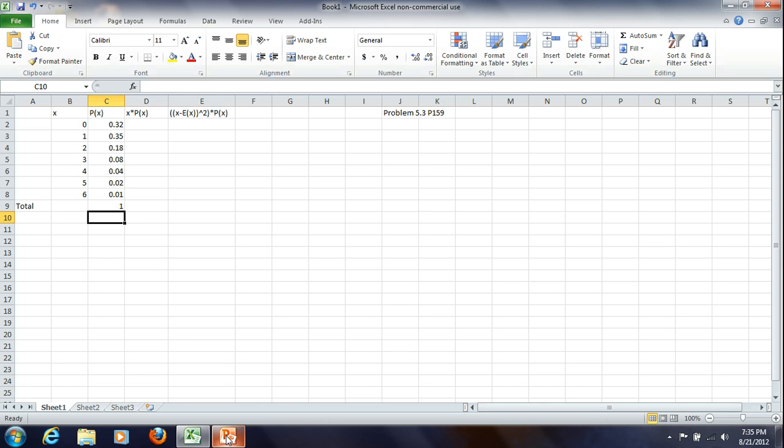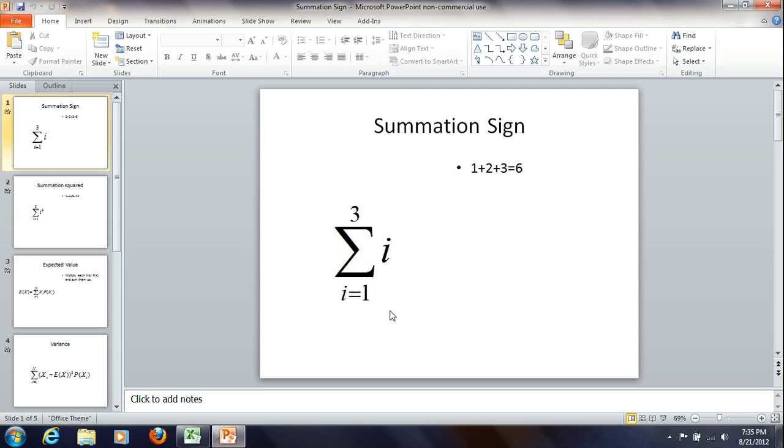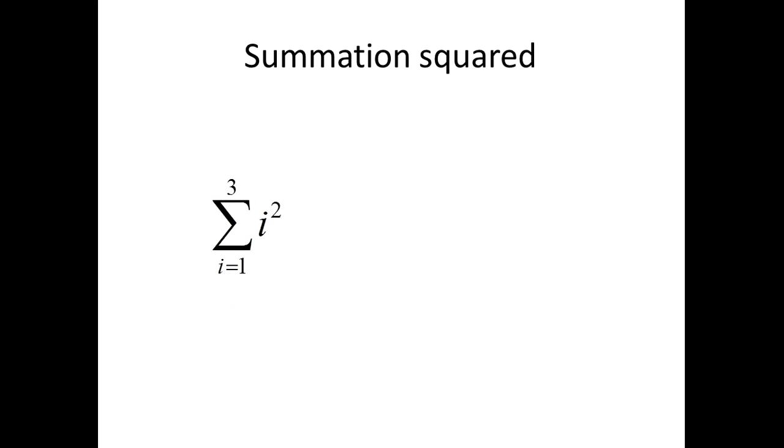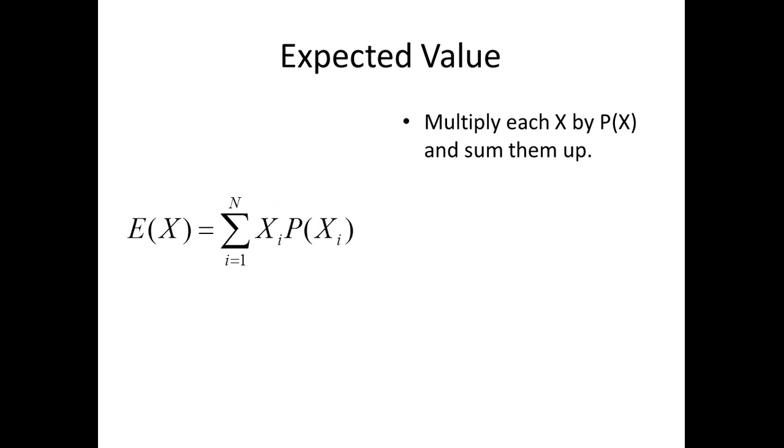Why am I doing that? Well, I'll show you why. You might remember I had this lecture on summation signs showing you what it means to take a sum of i from 1 to 3, and of course this means 1, 2, 3, 6. This is the sum of the first 3 squared numbers. This one here is the definition of expected value, where you take the product of each x times its probability, and then you sum up all those products from 1 to n for the whole table. And that would give you expected value.